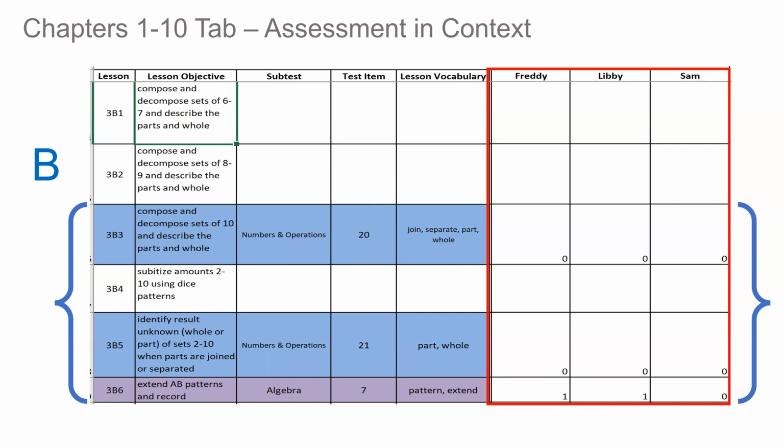This is section 3B. Chapter 3, section B, shows a challenge for all 3 students in numbers and operations items 20 and 21 in blue. These, as in section A, focus on parts and whole. 2 of 3 students were able to extend and record an AB pattern in the purple algebra item at the bottom.